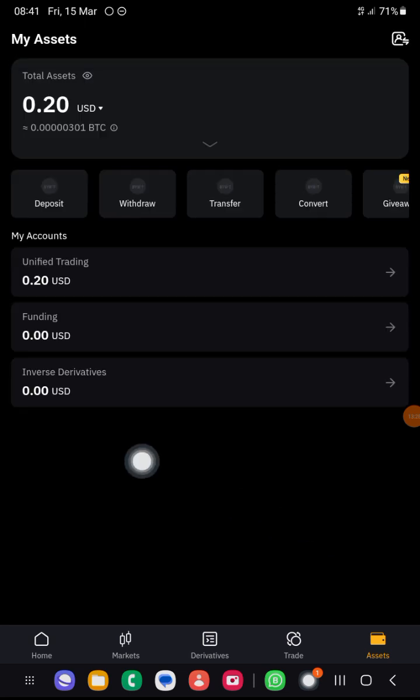So I'll just flip through that. These are my assets. You can see deposit here, whether I'm depositing, withdrawing, transferring, converting, doing a giveaway, or collecting my giveaway, whatsoever it may be. These are unified, these are funding.